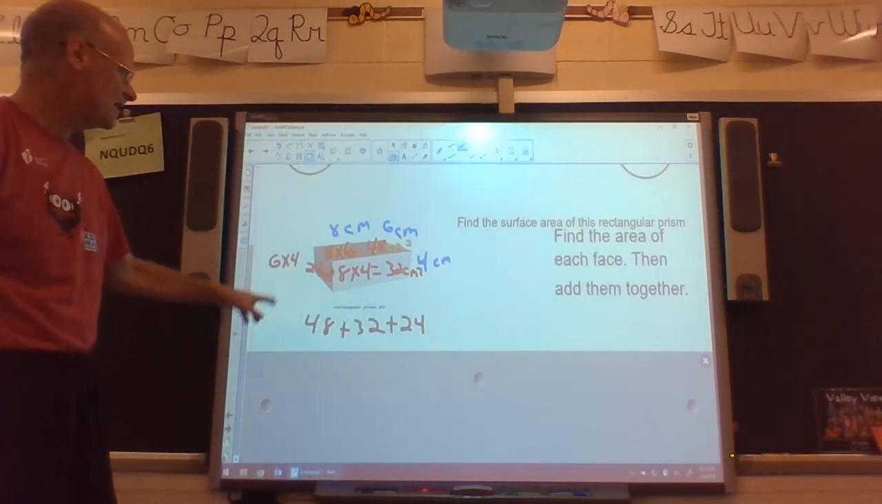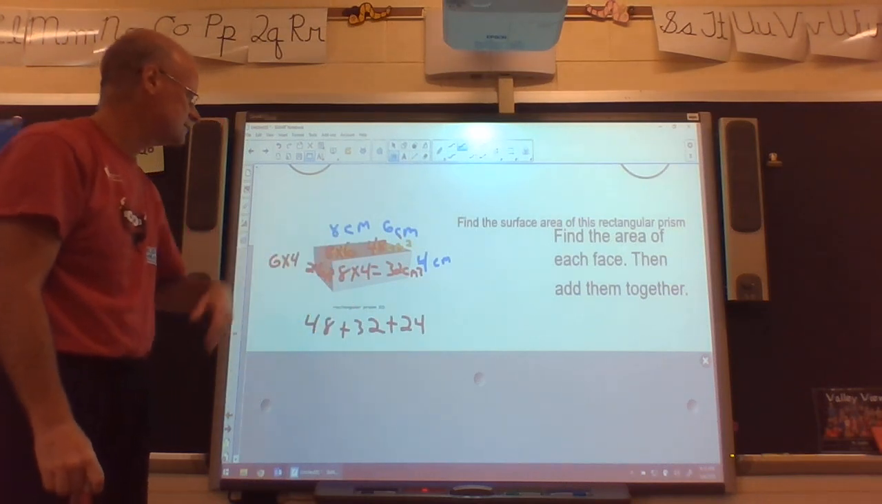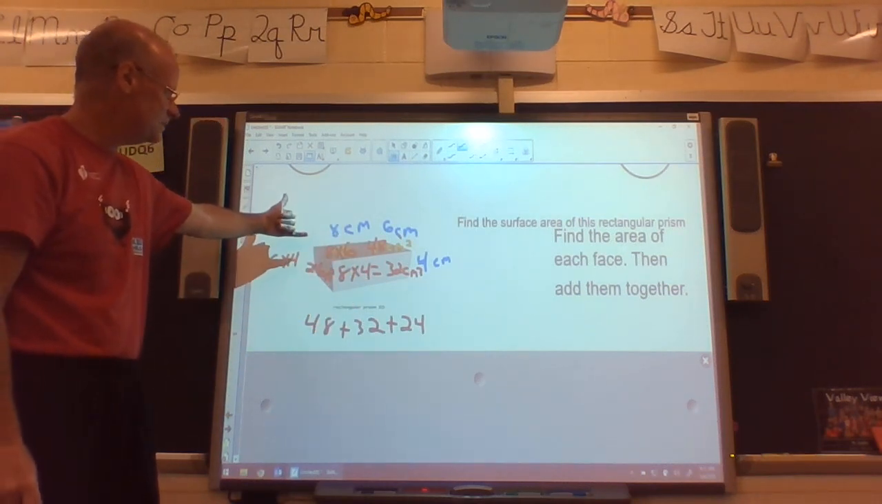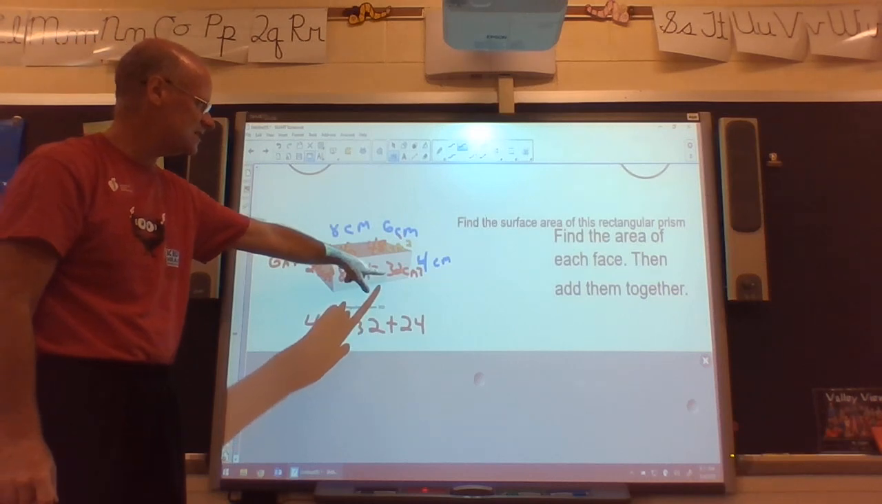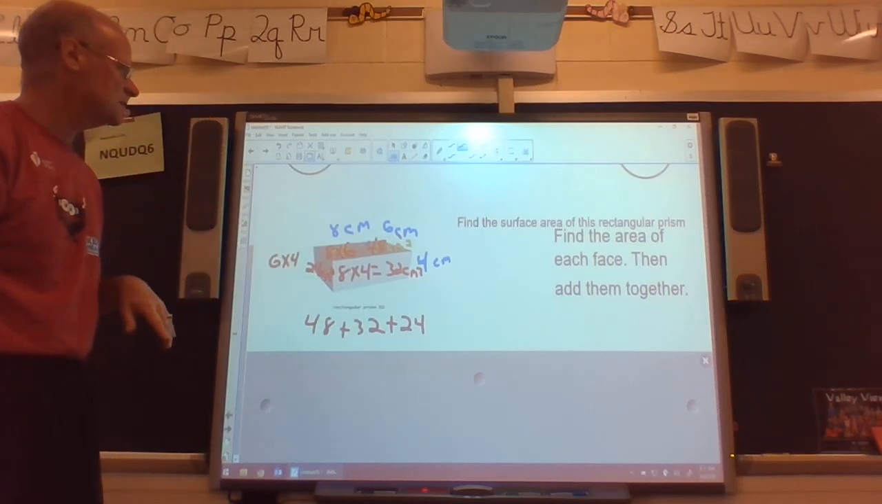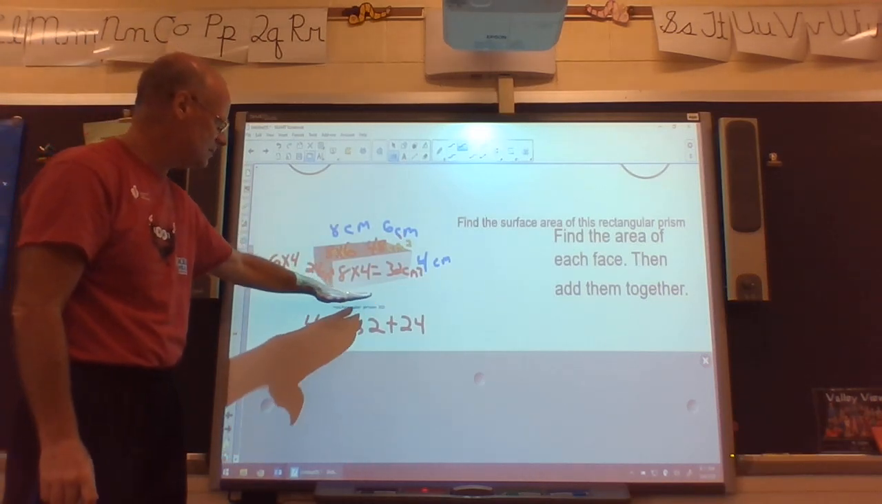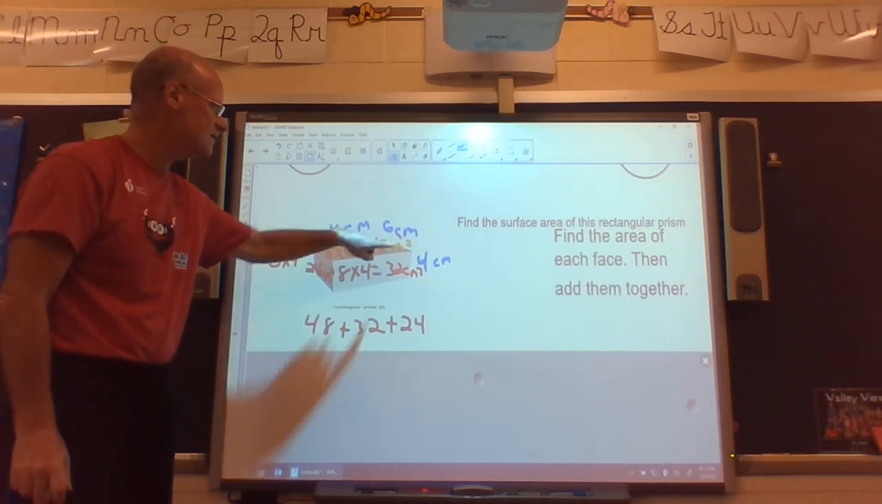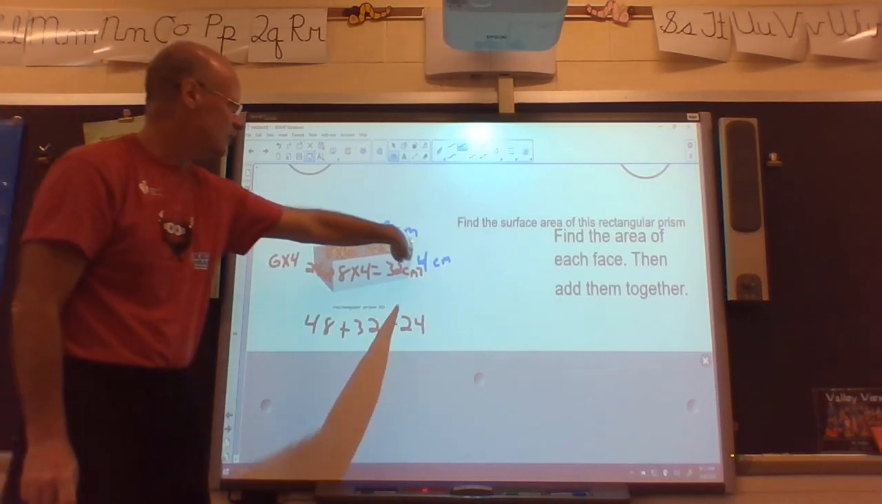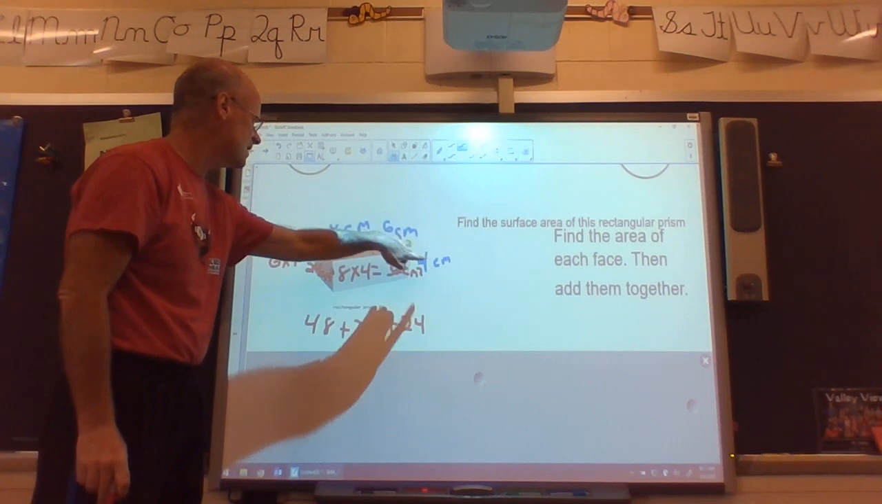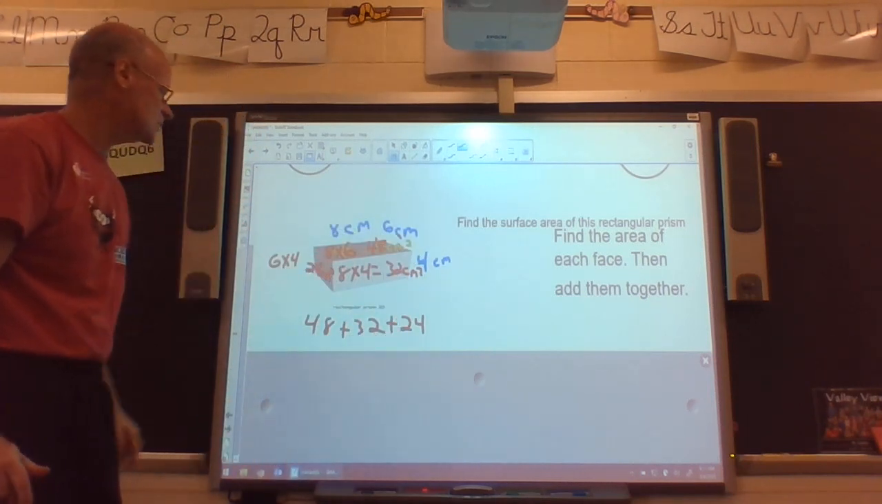Now, if you notice something, I've only found 3 of the faces. I know there's a face on the back, and I know that face is going to be the same as 32 centimeters squared. I know there's a face on the bottom. I know that's going to be the same as the 48 centimeters squared. And I know there's a face on this side, and I know it's going to be the same as 6 times 4, which is 24.